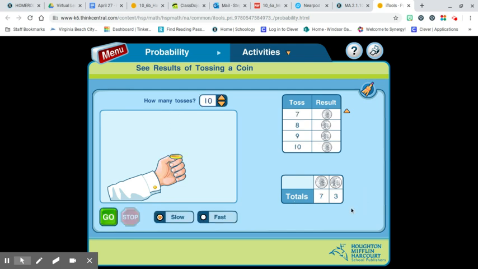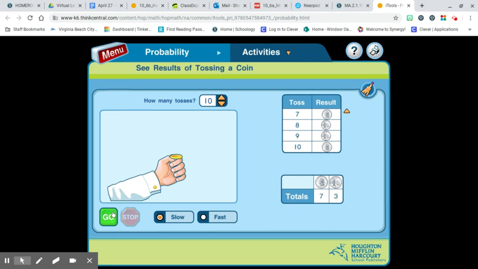Wow, well look at that. 7 out of the 10 tosses landed on heads, and 3 out of the 10 tosses landed on tails. Each time you do this, you're going to end up getting different results, because even though the probability is the same for both heads and tails, it changes every time you do it.